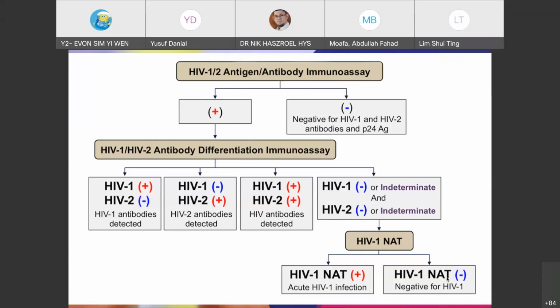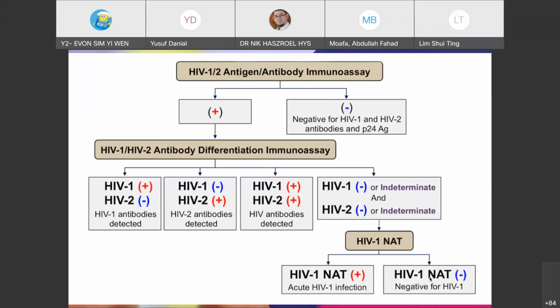And if the patient was negative for NAT, then that could indicate that this test was a false positive. So the antigen antibody immunoassay could be a false positive if the NAT test was negative. However, in this case, this specific NAT only tests for HIV-1, as you can see. So if it was HIV-1 negative, then the patient could be having HIV-2. Now, this is usually done with patients that have a high risk for acquiring HIV-2. And what you're going to do then is order HIV-2 specific nucleic acid testing.